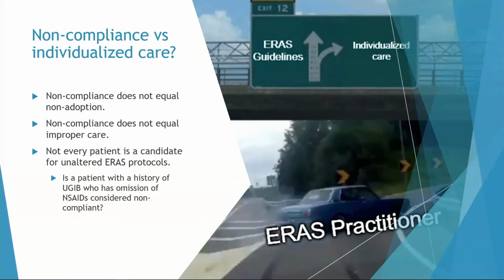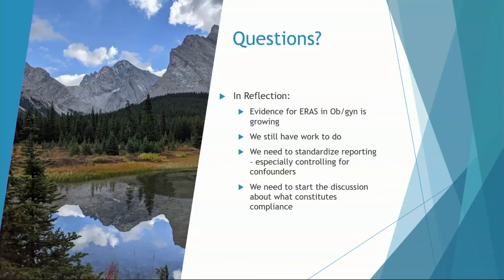An example being someone with a history of upper GI bleeds and NSAIDs. In a lot of studies, they would be listed as non-compliant, which again would throw our results off. These are appropriate deviations from patient care. And the question is, do we report that as appropriate deviations, or do we start individualizing our guidelines to say, if this patient has this condition, then the guideline would be to do this? Just something to think about.